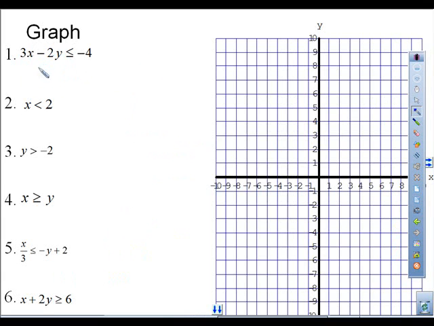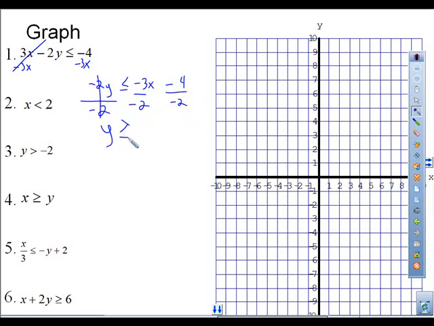Okay, so let's take a look at number 1 here. To graph this, we need to get y by itself. So that's the first thing I'm going to do. I would subtract 3x, so I would end up with negative 2y is less than or equal to negative 3x minus 4. Divide everything by negative 2. So y is going to be greater than or equal to 3 over 2 x plus 2.